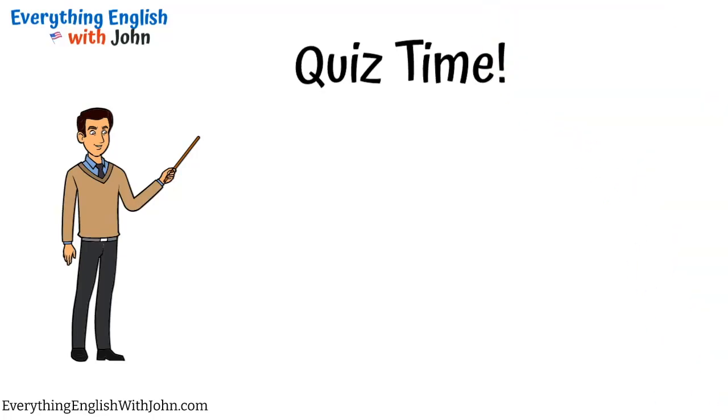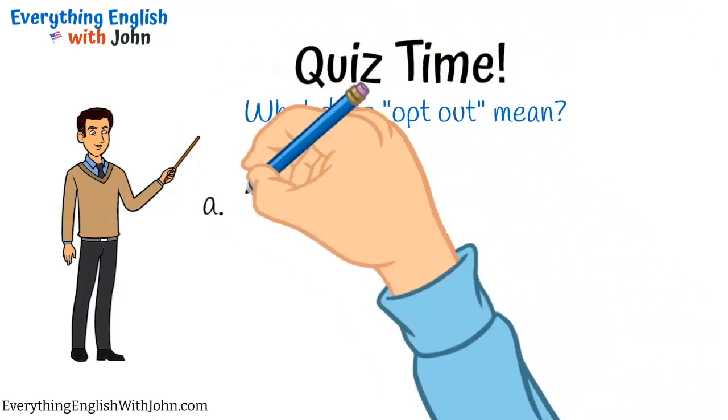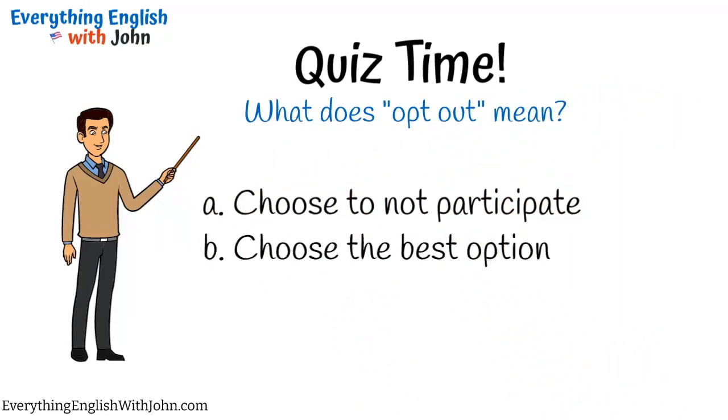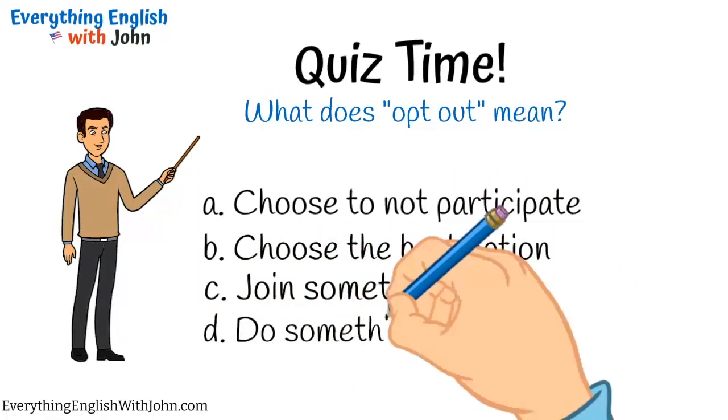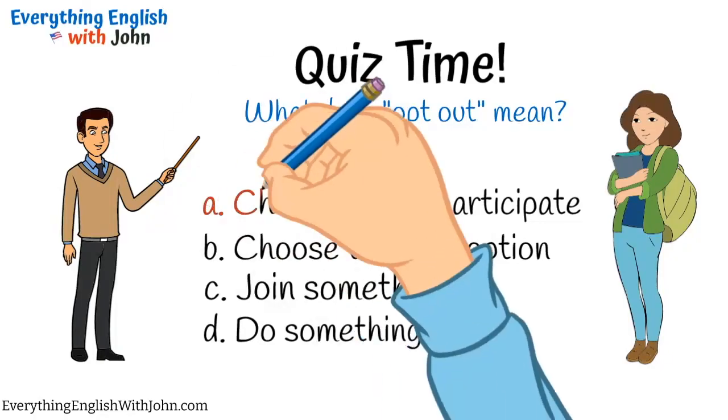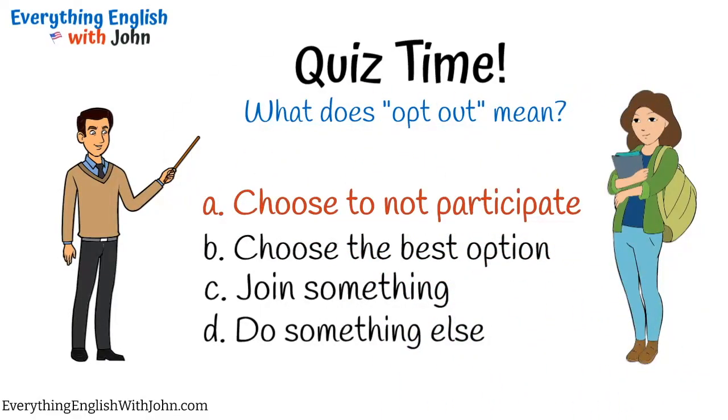Quiz time! What does opt out mean? Choose the best option. A: Choose to not participate. B: Join something. C: Do something else. Please pause the video and answer the question. That's right, it's A. Choose to not participate.